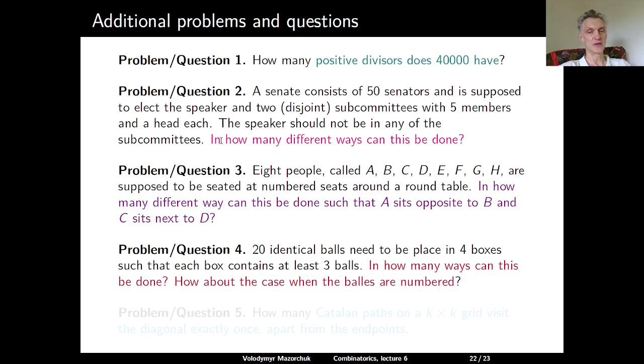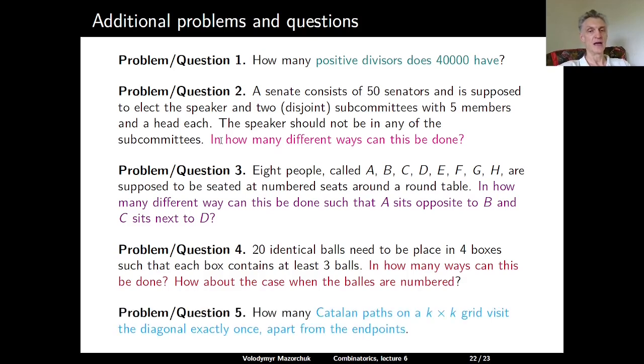How about the case when the balls are numbered, so they are really different from each other? Problem question 5. How many Catalan paths on a k times k grid visit the diagonal exactly once apart from the endpoints?